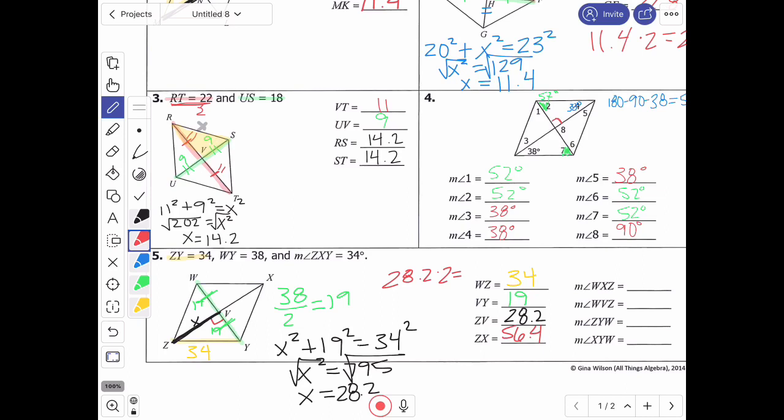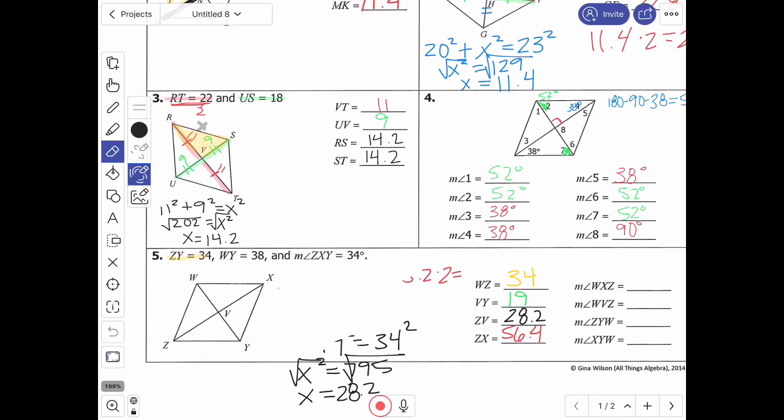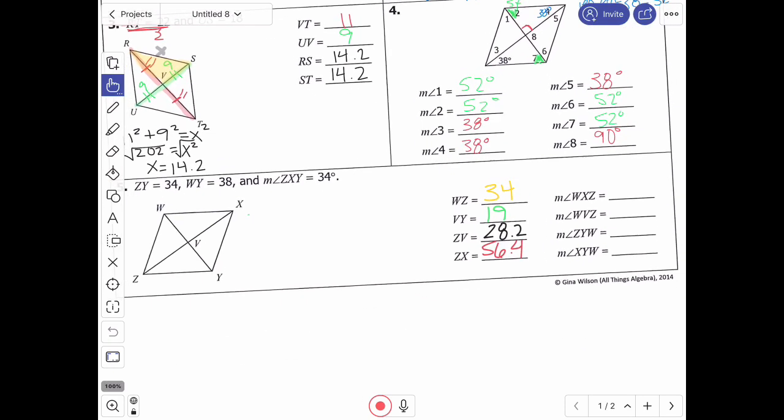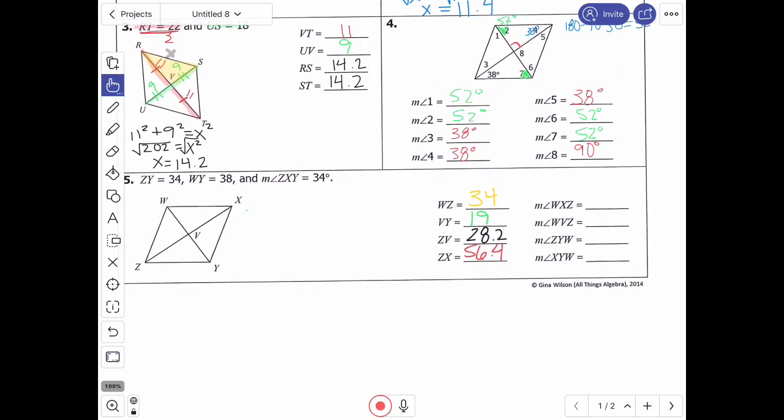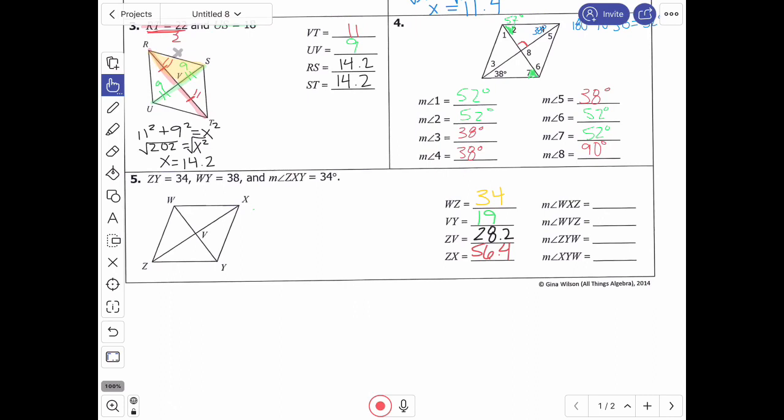So I'm going to actually erase everything so I have more room for finding the angle stuff. If you're doing this on a blank sheet of paper or actually on this sheet of paper, you should maybe right below here, you can just draw another rhombus. That might make it a little bit easier than trying to write over all the sides.